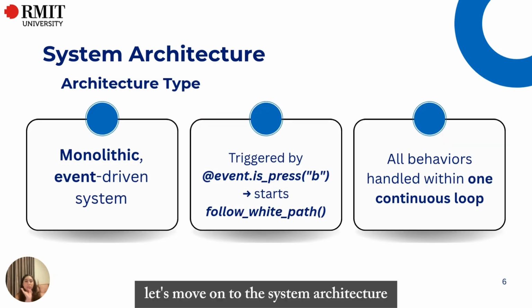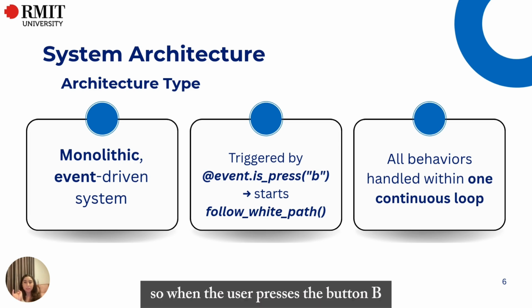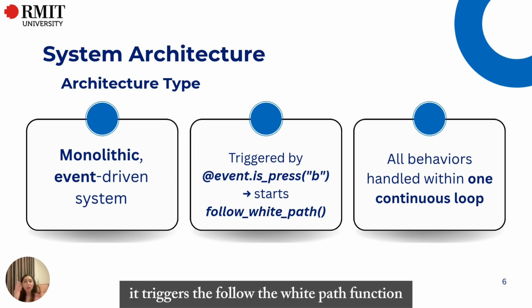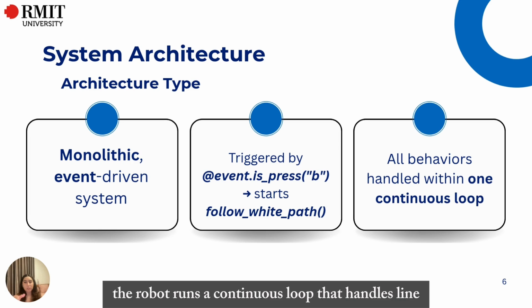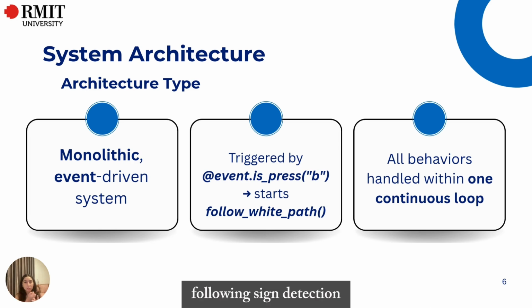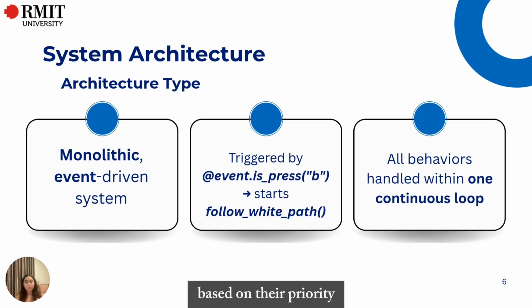Let's move on to the system architecture. The architecture is monolithic and event-driven. When the user presses button B, it triggers the follow white path function. From there, the robot runs a continuous loop that handles line following, sign detection, and obstacle avoidance one at a time based on priority.